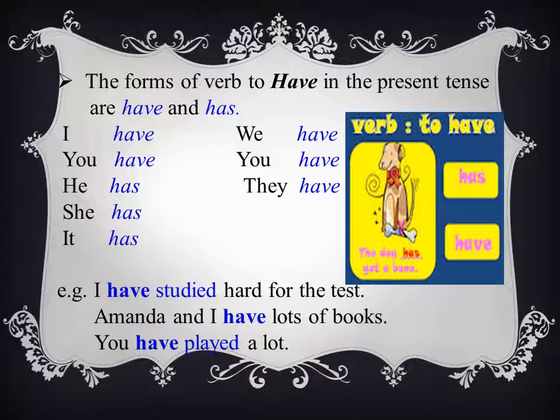Example: I have studied hard for the test. Amanda and I have lots of books. The subject Amanda and I, we can replace it by the personal pronoun we. So we use the form have of the verb to have. You have played a lot.